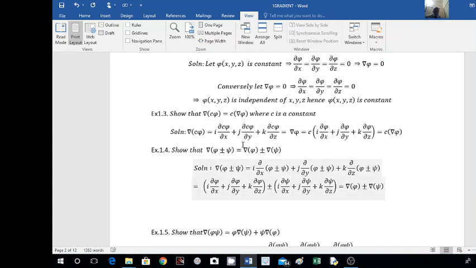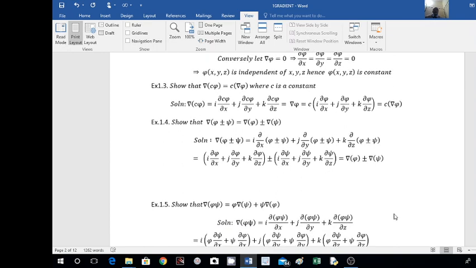Okay. One more property here. Show that del of pi plus or minus psi is equal to del of pi plus or minus del of psi. This is similar to that of our ordinary differentiation. Now here consider del of pi plus or minus psi. By the definition, what is del pi? i ∂π/∂x plus j ∂π/∂y plus k ∂π/∂z. In place of pi we have pi plus or minus psi. That is i ∂/∂x of (pi plus or minus psi) plus j into ∂/∂y of (pi plus or minus psi) plus k into ∂/∂z of (pi plus or minus psi).